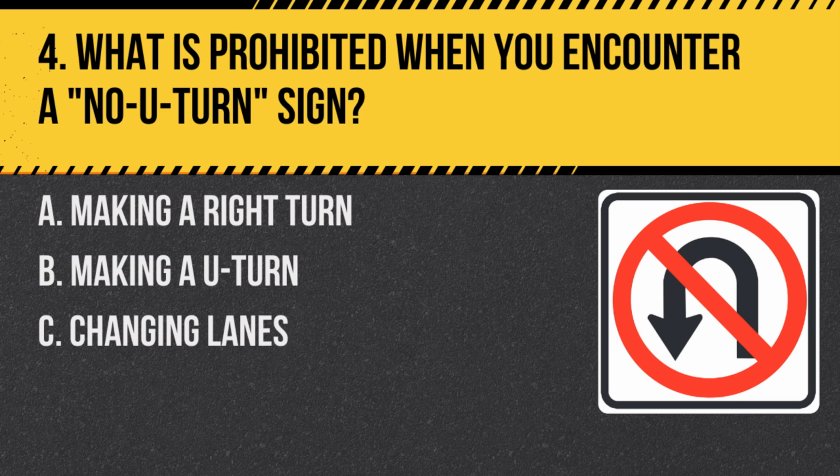Question 4. What is prohibited when you encounter a no U-turn sign? A. Making a right turn. B. Making a U-turn. C. Changing lanes. Answer. B. Making a U-turn. The no U-turn sign explicitly prohibits drivers from making U-turns at that location due to safety or traffic flow reasons.